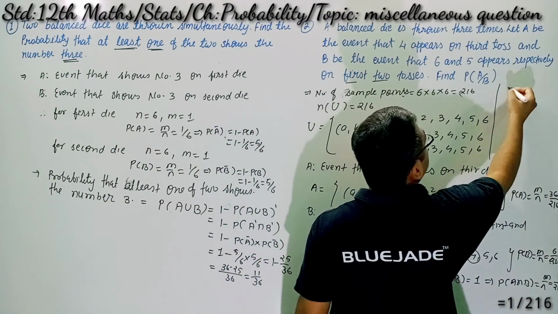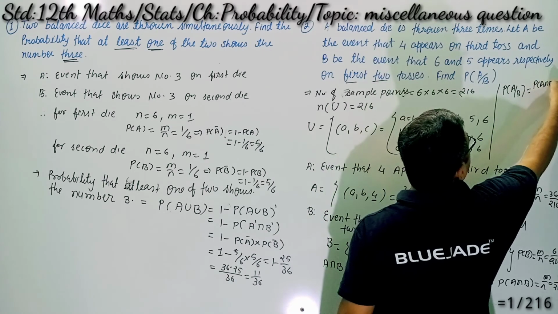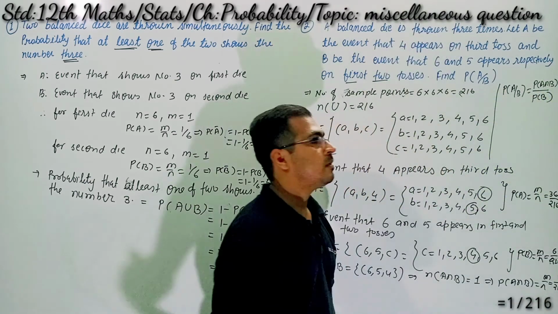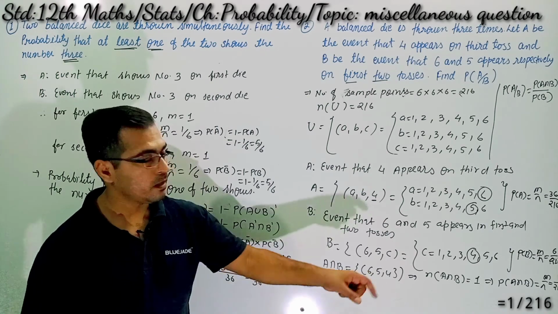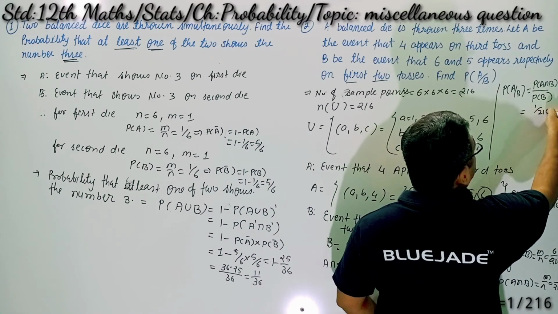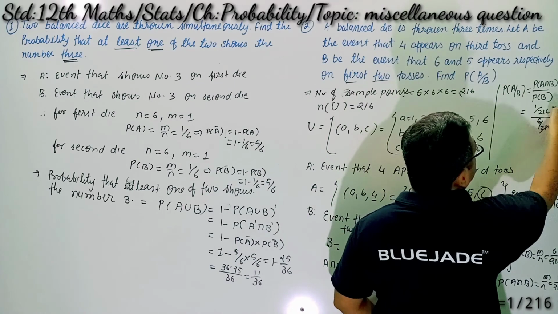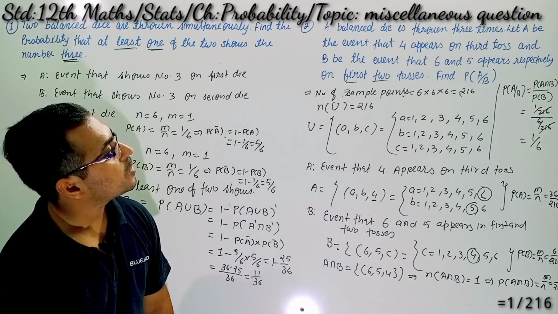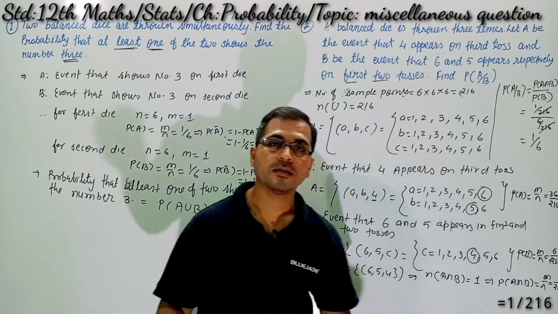What we want to find is P of A given B. We know that it equals P of A intersection B divided by P of B. P of A intersection B is 1 upon 216, and P of B is 6 by 216. Cancelling these, we get 1 by 6. So students, you can conclude that the probability of A with respect to B will be 1 by 6.